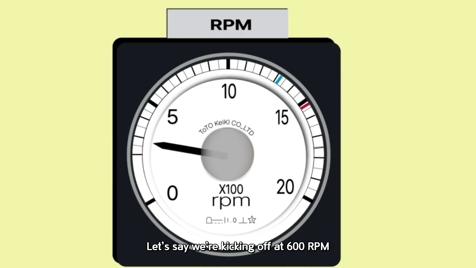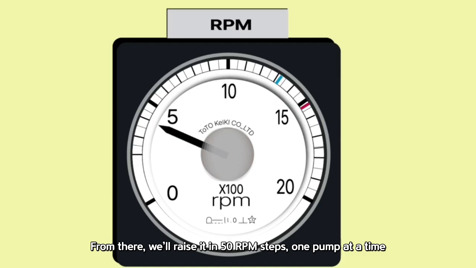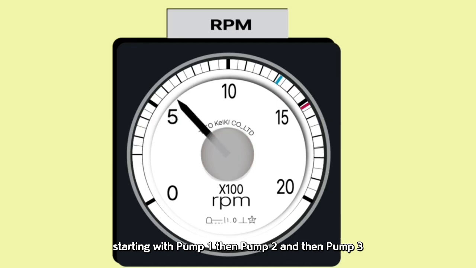Let's say we're kicking off at 600 RPM. From there, we'll raise it in 50 RPM steps, one pump at a time, starting with pump number 1, then pump number 2, and then pump number 3.